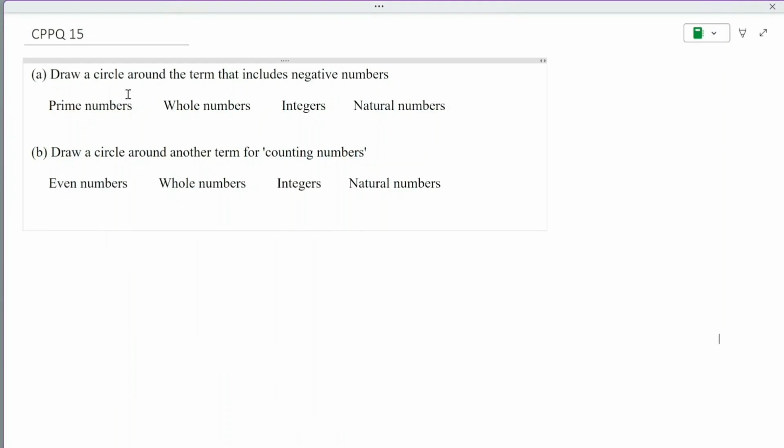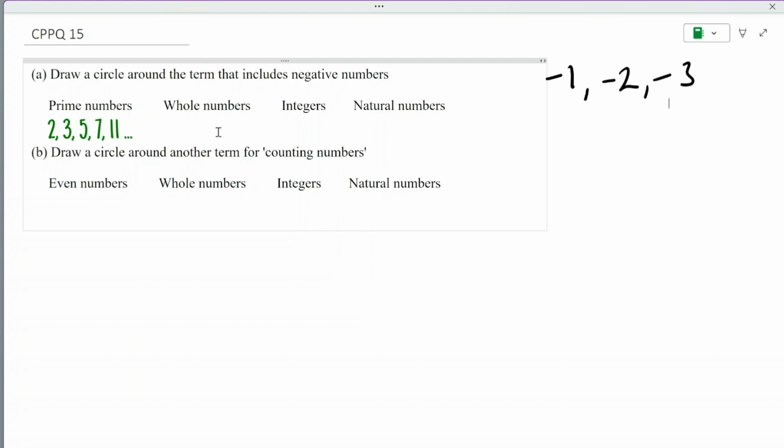Question 15. Draw a circle around the term that includes negative numbers. What we mean by negative numbers are numbers like -1, -2, -3, and so on. Now, the options are prime numbers. You should know your prime numbers by now. Those are numbers that only themselves and 1 can divide. They include numbers like 2, 3, 5, 7, 11, and so on. You would see that you don't have a negative prime number.